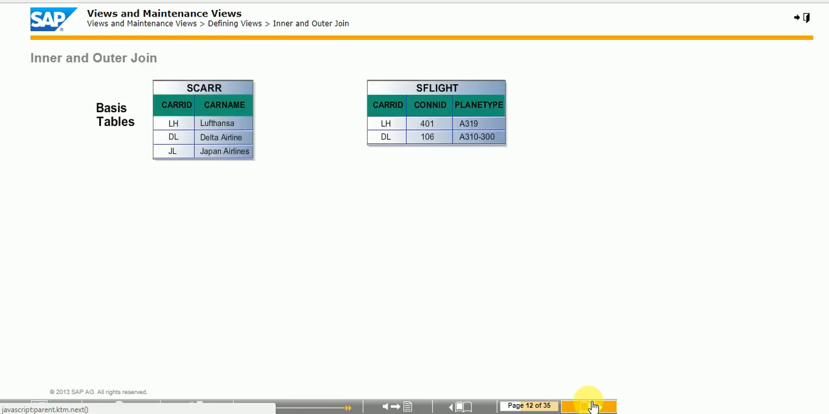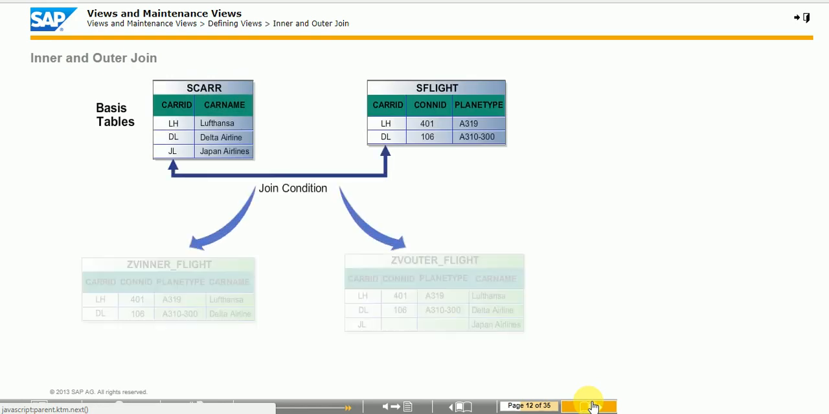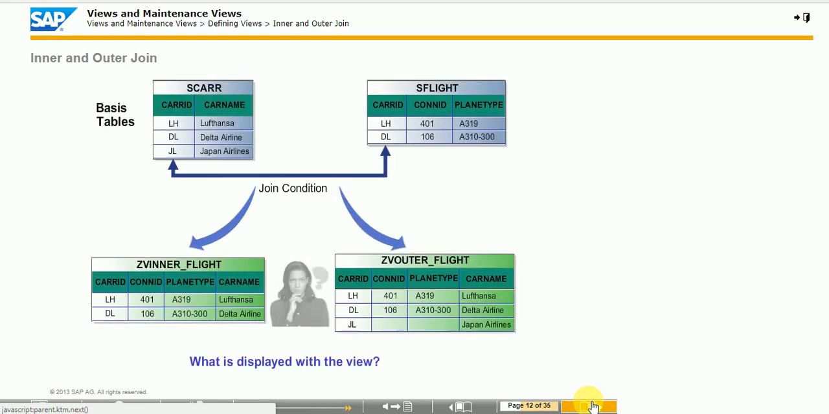The set of data that can be selected with a view depends on whether the view implements an inner join or an outer join. With an inner join, you only receive those records that have an entry in all the tables included in the view. With an outer join, the records that do not have a corresponding entry in some of the tables included in the view are also selected. Therefore, the result set of an inner join can be a subset of the result set of an outer join.